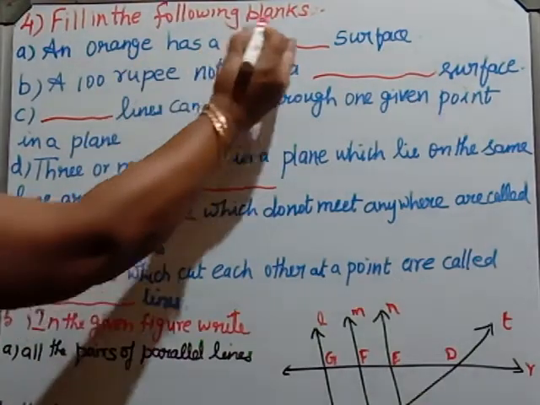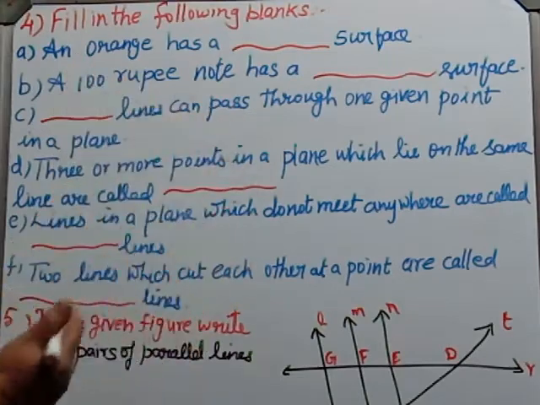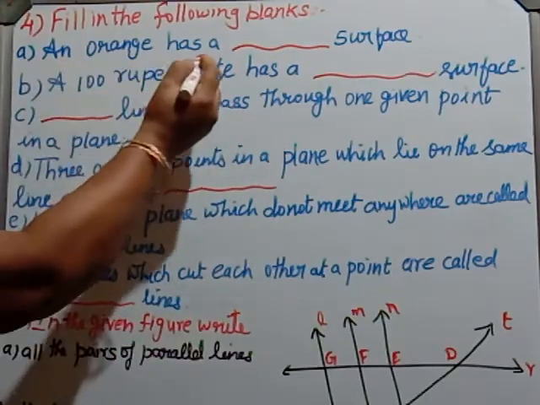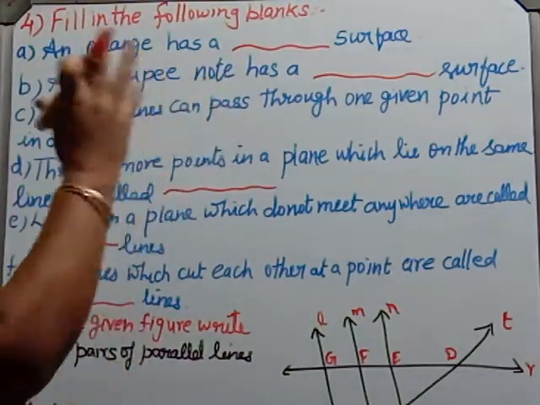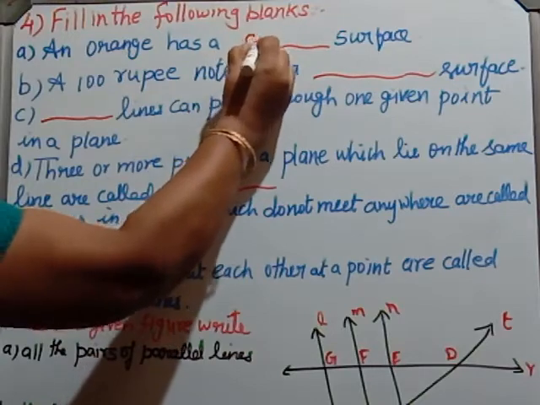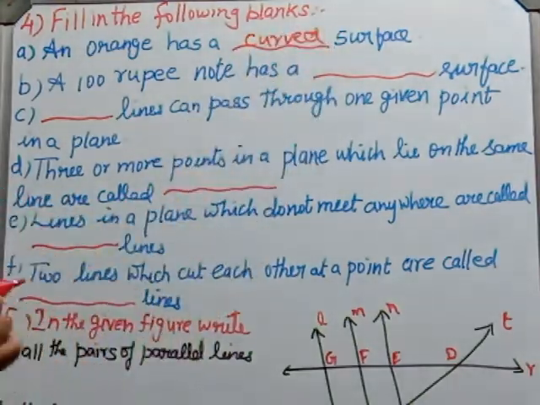Fill in the following blanks. For all the fill in the blanks, what you learned is what is given, so it's easy to solve. An orange has a dash surface. Yesterday I told that a ball and an orange have a curved surface. What surface? Curved surface.